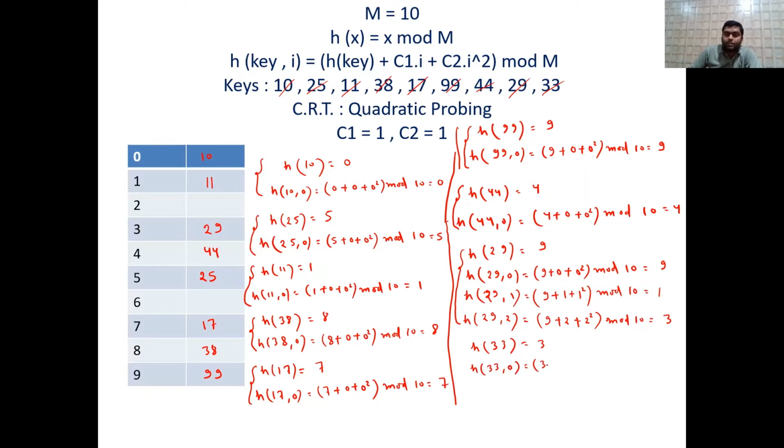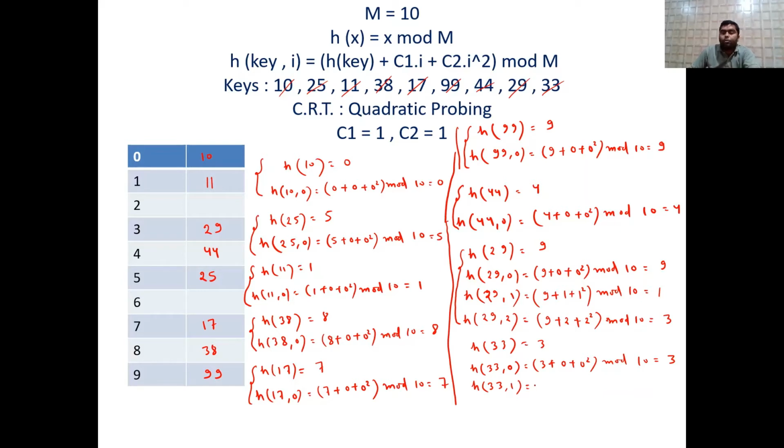So h of 33 is 3 plus probe number 0 and 0 square, and mod of 10. So this will return 3 plus 0, so it is 3 divided by 10, so remainder is 3 only. So 3 पे already है ना, some value is there, so it means unsuccessful, means collision. So now change the attempt. So attempt change करेंगे 33,1.